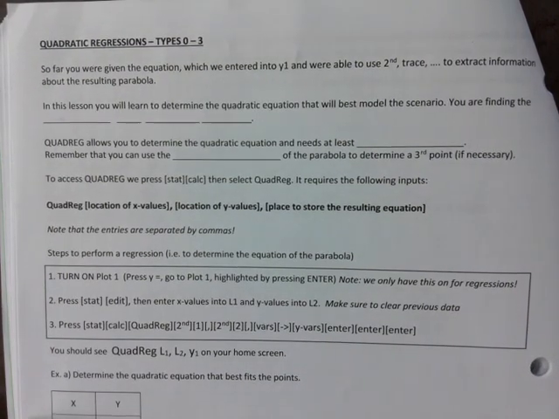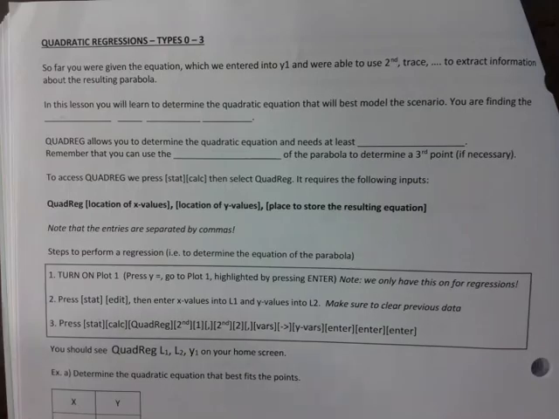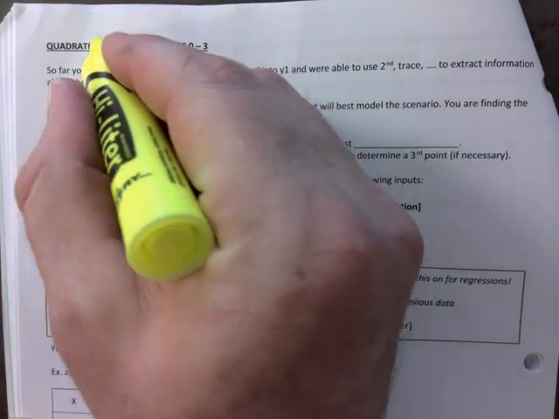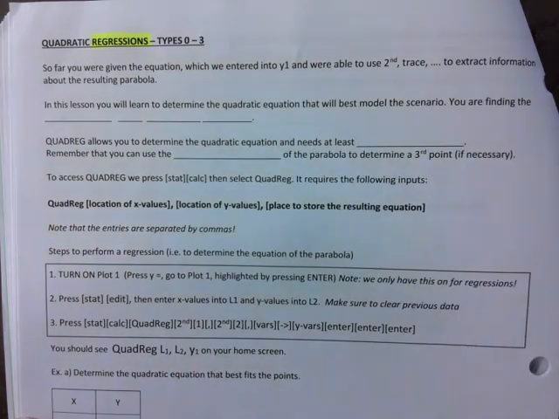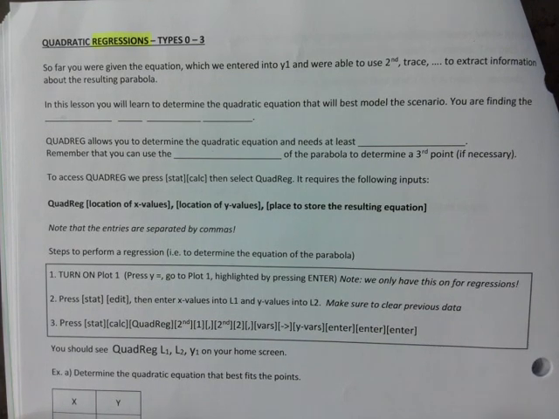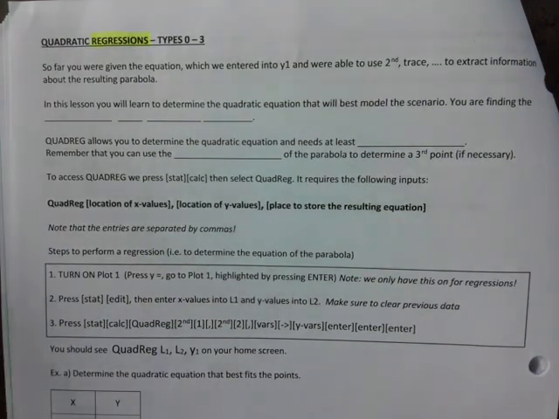So page 43 talks about quadratic regressions. Okay? And that's a fancy word. Just highlight that word, regression. We are going to come up with an equation. The calculator is going to help us do that. It's pretty cool, by the way.